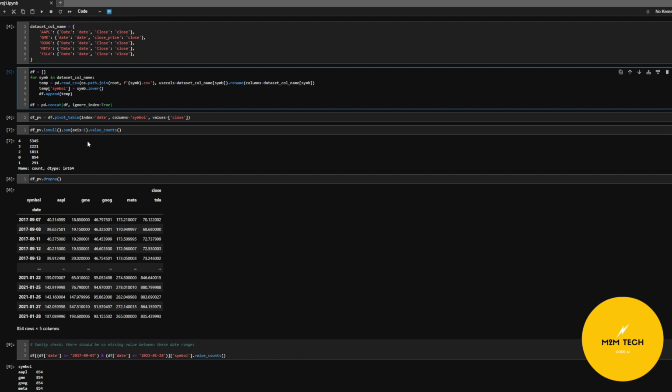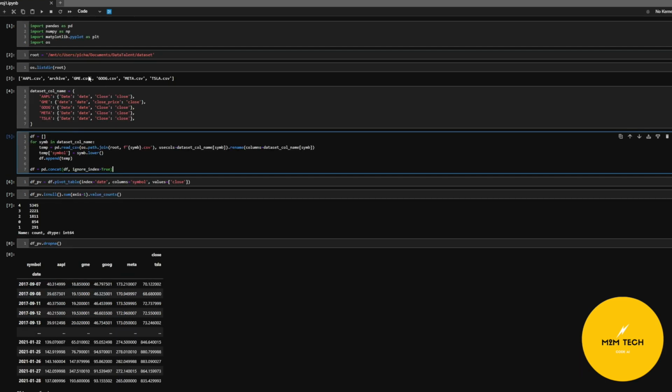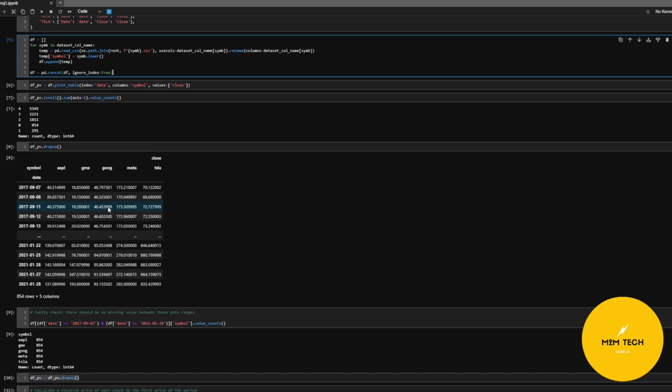And so since all the data that we use, they all have different date ranges. So first, to simplify things, I want to work with the date range where we have all the prices of all the stocks. So I'm going to drop the NaN values from this data frame, so we end up with that date from 7 September 2017 to 28th January 2021.